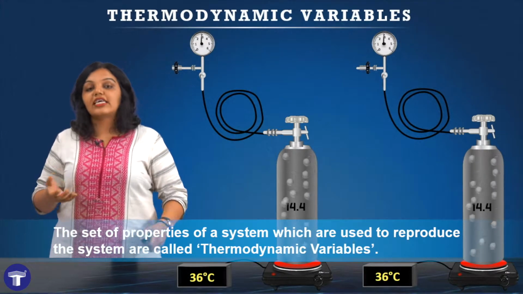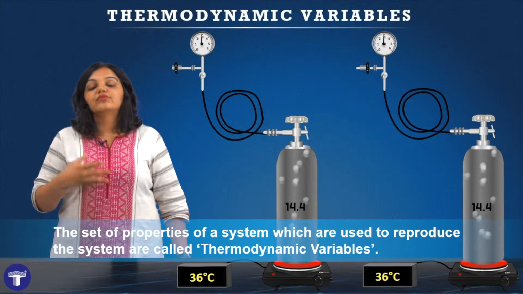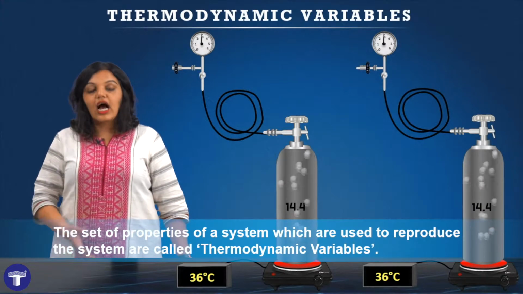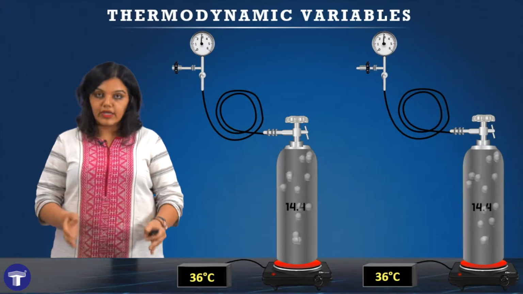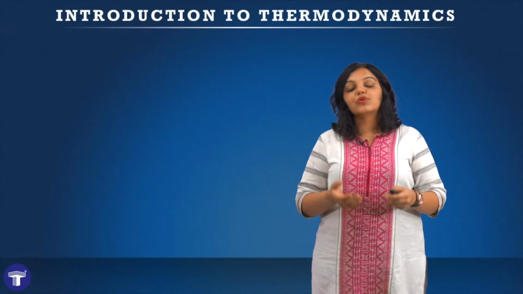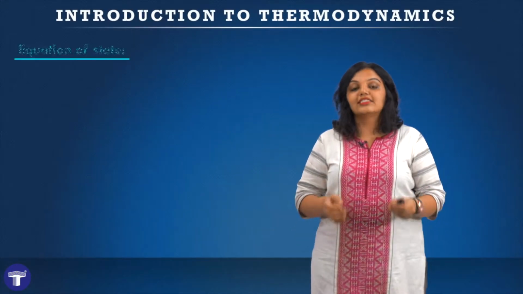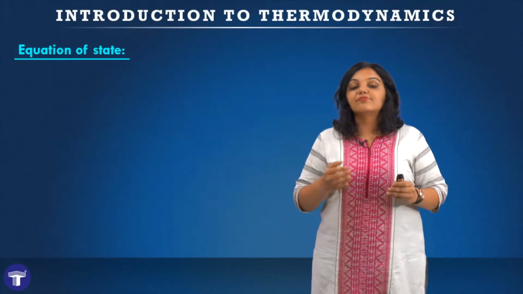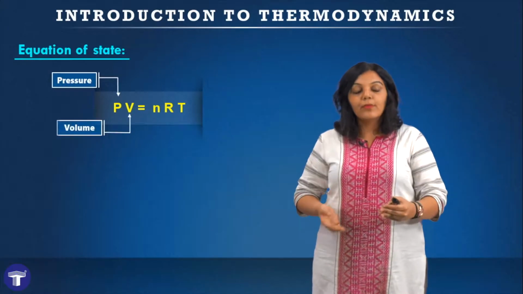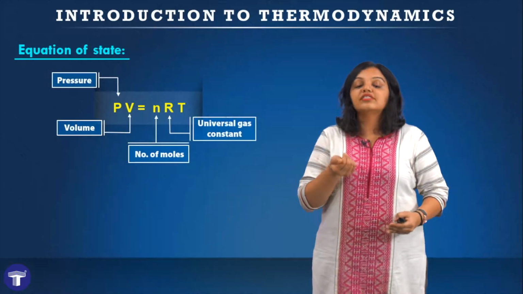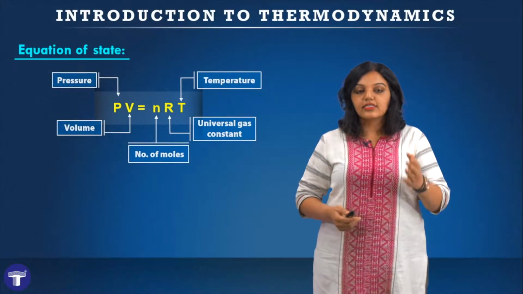In this case, for an ideal gas, pressure, volume, temperature and the number of moles are enough to describe the system completely, and they are the thermodynamic variables. And the relationship between these variables is what we call the equation of state, and that is PV = nRT, where P is pressure, V is volume, n is number of moles, R is the universal gas constant, and T is the temperature.